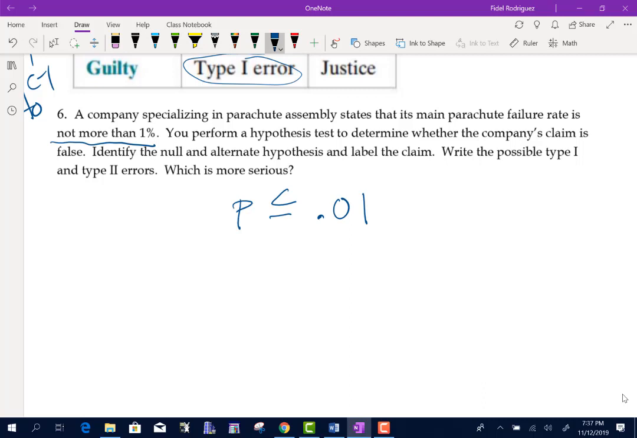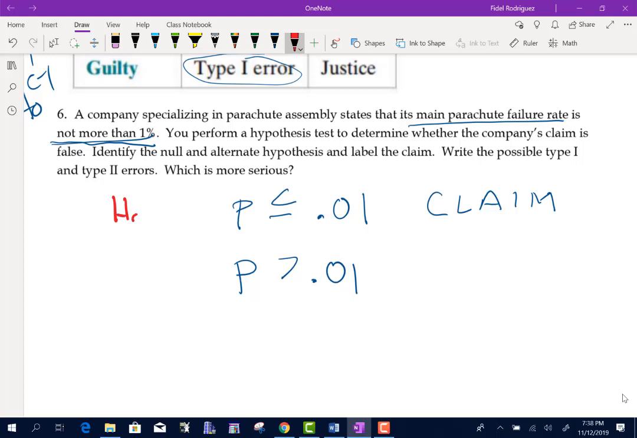Okay, so now let's find the complement. What is the complement of less than or equal to? Greater than 0.01, okay? So look what they're saying. The parachute failure rate is not more than 1%. This is their claim, all right? Now, which is my null hypothesis, guys? Which is my H0? The top one, right? This is going to be my H0. This is going to be my HA, okay?